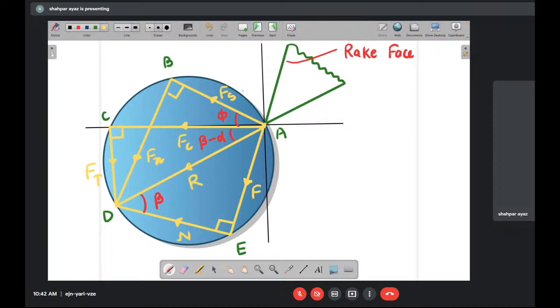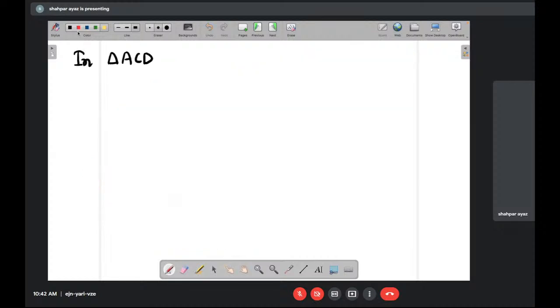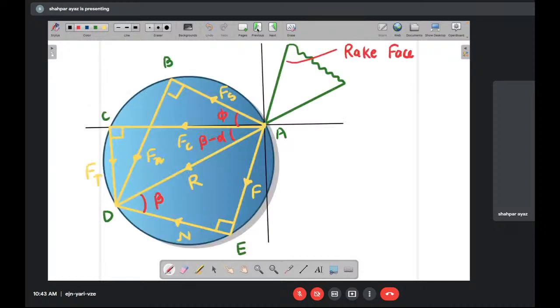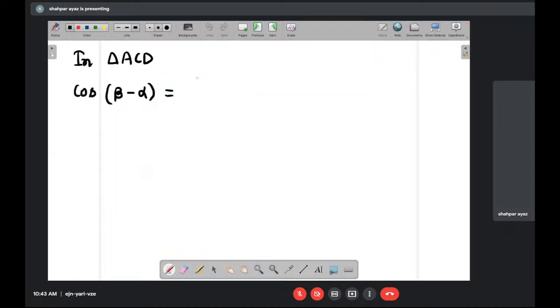In triangle ACD, cos(beta minus alpha) equals Fc by R, cutting force by resultant. So from here we can get the resultant R. Resultant R is Fc by cos(beta minus alpha), correct?